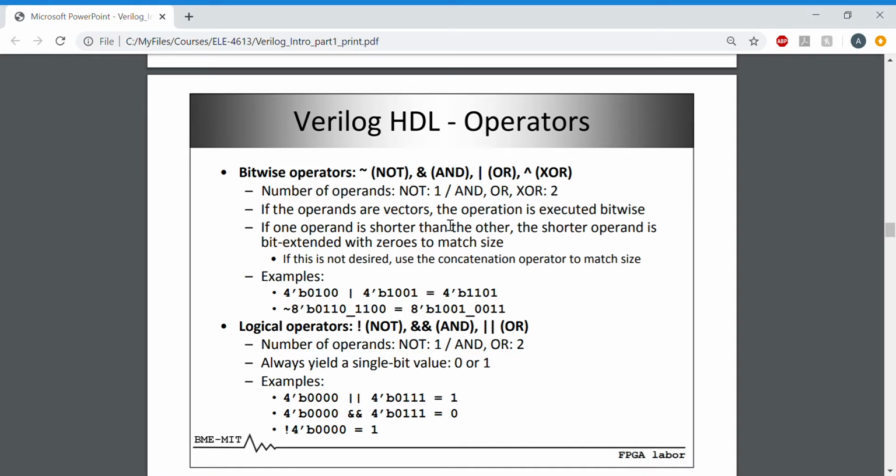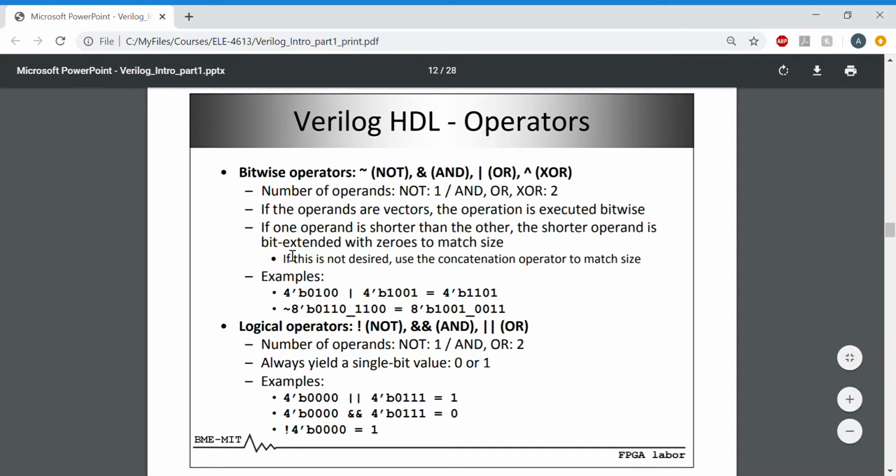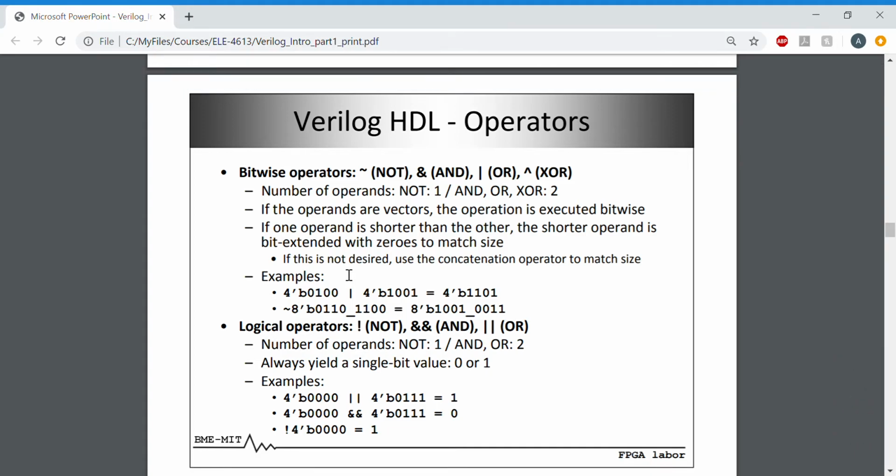If the operands are vectors, the operation is executed bitwise, so they have to be the same size. If one operand is shorter than the other, the shorter operand is bit extended with zeros to match size, always. If this is not desired, use the concatenation. If you don't want this behavior, you have to extend everything with zeros. You have to use the concatenation operator to match the size.